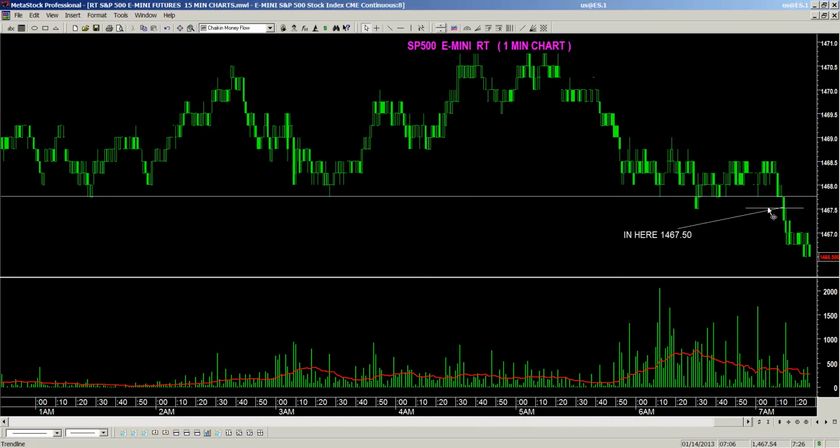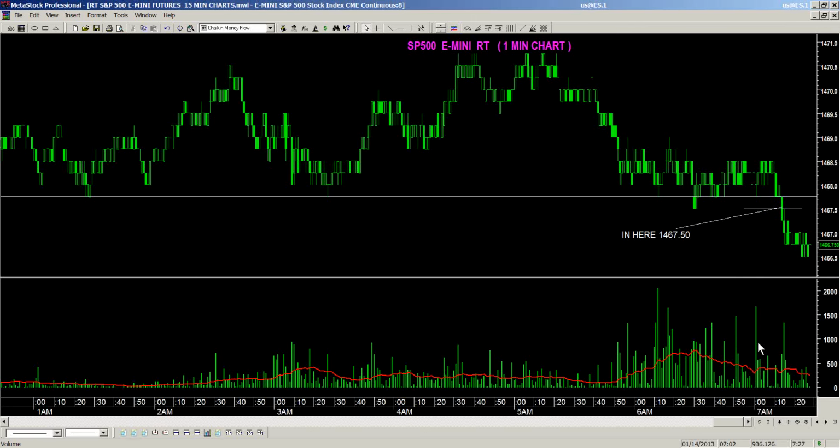Filled came in at 1467.50 here. Volume behind the trade. 1,674 contracts traded at this area here before the close below the significant support level here at 1467.75. It's transferred over from the 15-minute chart.